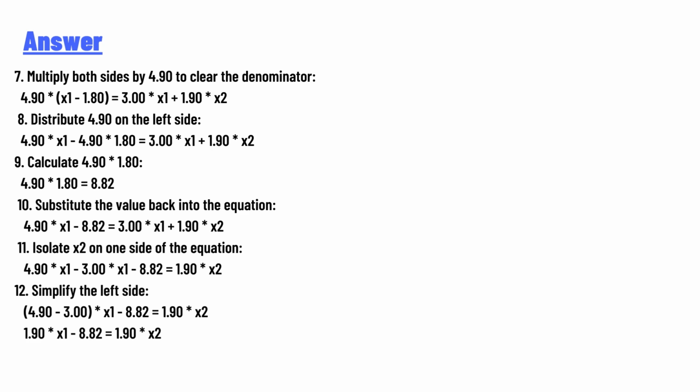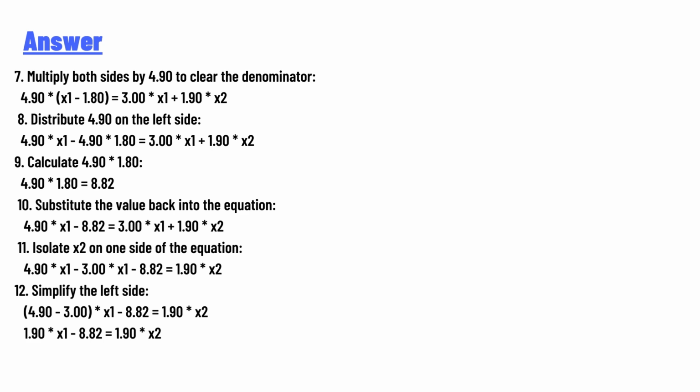Distribute 4.90 on the left side: 4.90 times x1 minus 4.90 times 1.80 is equal to 3.00 times x1 plus 1.90 times x2. Calculate 4.90 times 1.80, which is equal to 8.82. Substitute the value back into the equation: 4.90 times x1 minus 8.82 is equal to 3.00 times x1 plus 1.90 times x2.